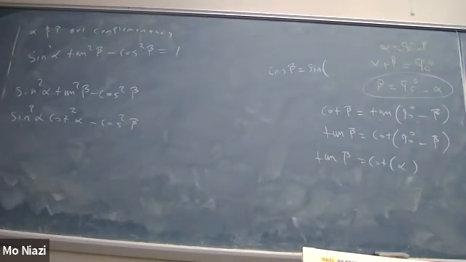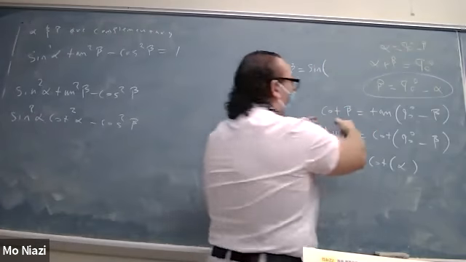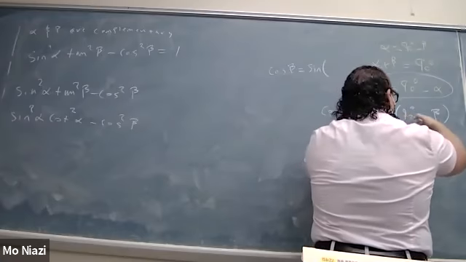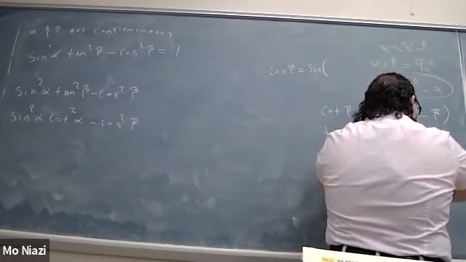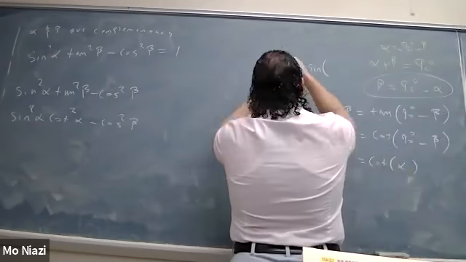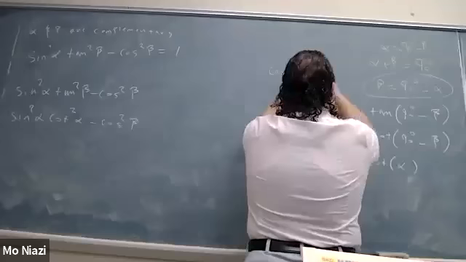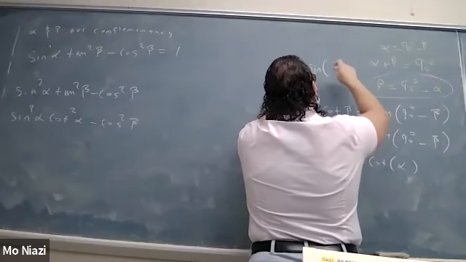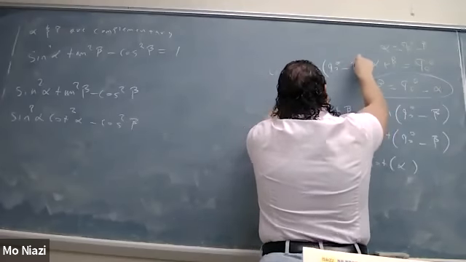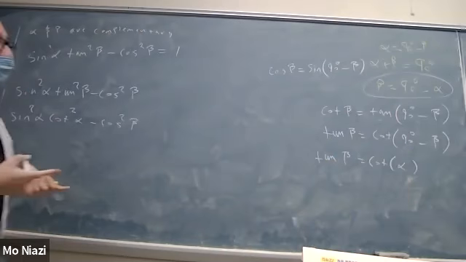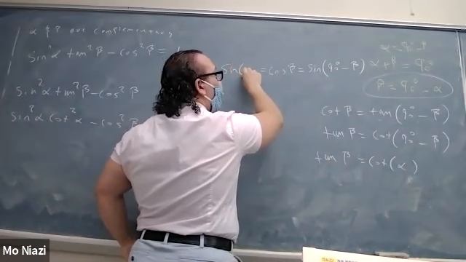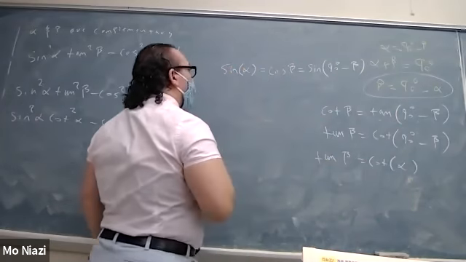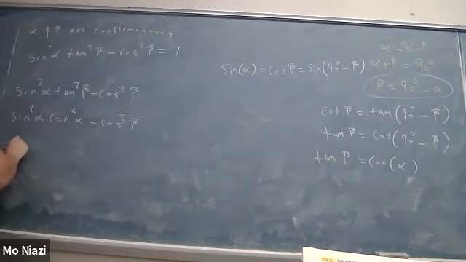Cofunction identity. Cotangent beta is the tangent of 90 degrees minus beta. Tangent of beta is a cotangent of 90 degrees minus beta. Cosine of beta is the same thing as sine of 90 minus beta. Good. Oh, but 90 minus beta is the same thing as what? Yes. So let's rewrite this, everything in terms of alpha.